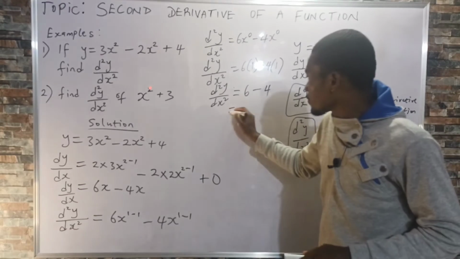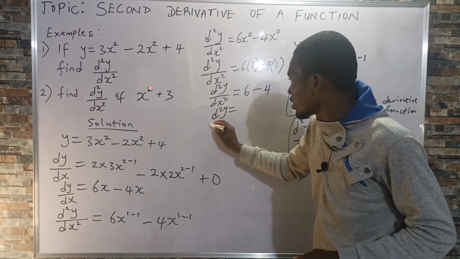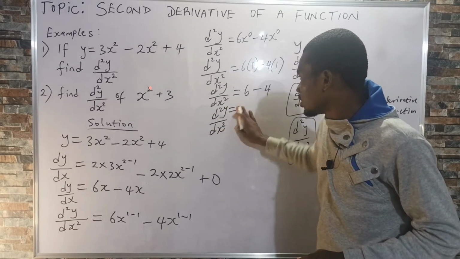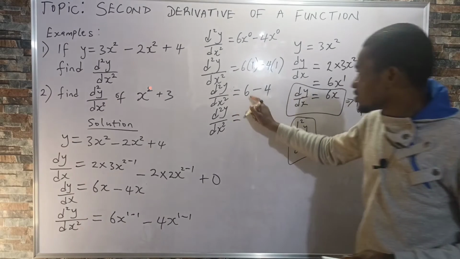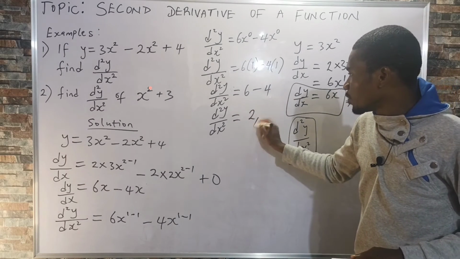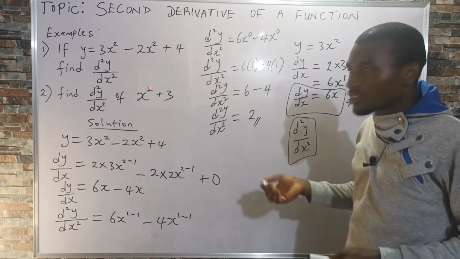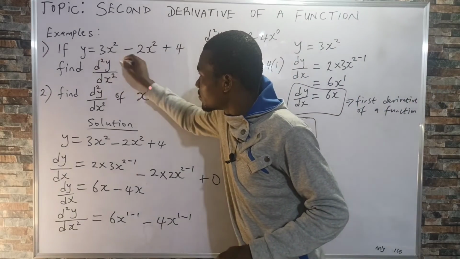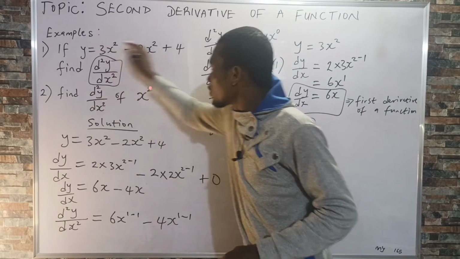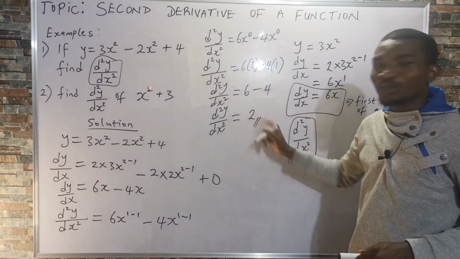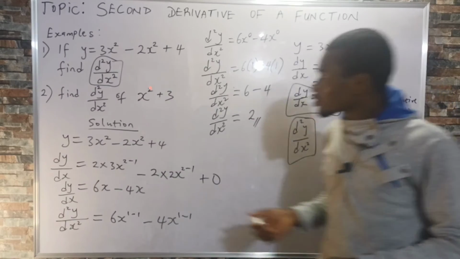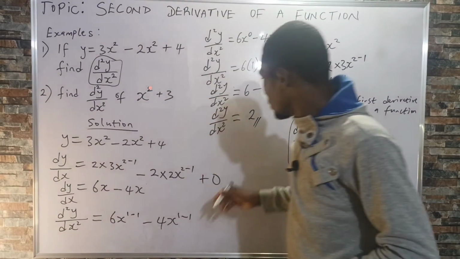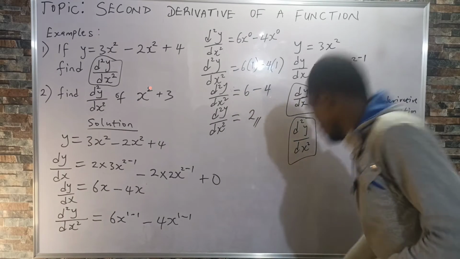Such that solving further, we have that d squared y over dx squared is equal to 6 minus 4, which will simply give us 2. That means that the second derivative of this given function is equal to 2. Let's go ahead to solve the second question we have, which is question number 2.